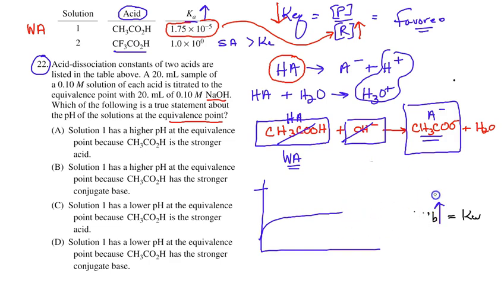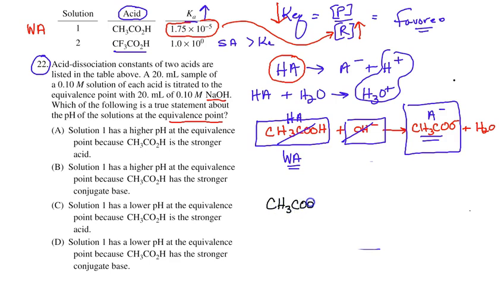So now, once we have created a scenario where we've driven the acid completely to its conjugate base, what do I have left? What I have left is the conjugate base, CH3COO negative. It's sitting in water because there's no acid and base left, right? The predominant species is in water.